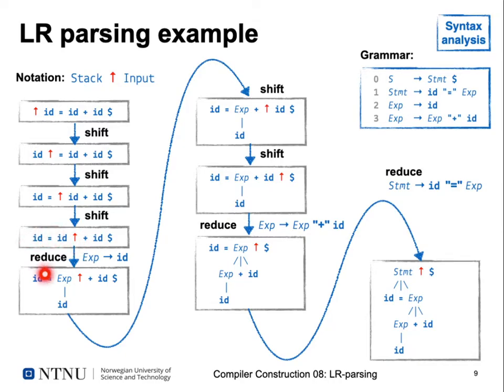Then we reduce the input read so far, ID equals ID. So what can we reduce here? There is no rule saying ID equals ID immediately here, so the first thing we need to reduce is the second ID, and we can reduce the second ID using rule number 2 here. By reading it from right to left, we reduce ID to an exp. Essentially we replace this ID here by its non-terminal symbol exp, which was on the left-hand side of its production here. So we end up at ID equals exp.